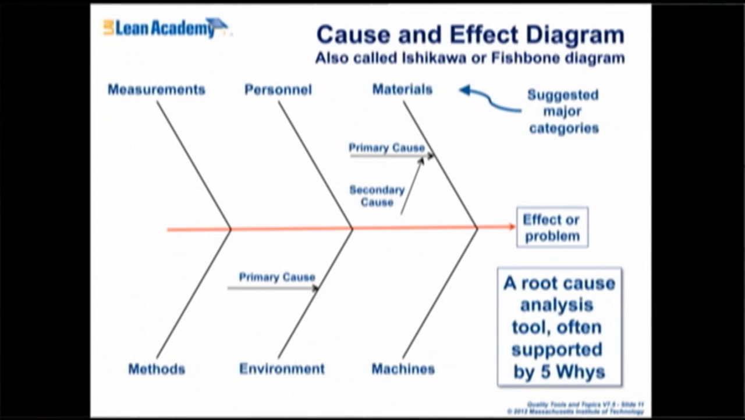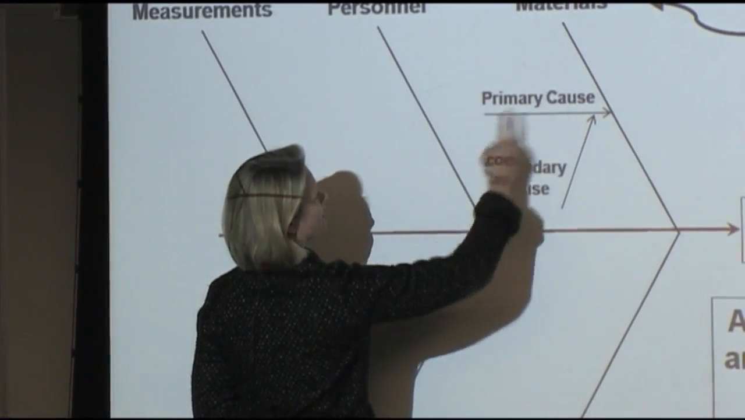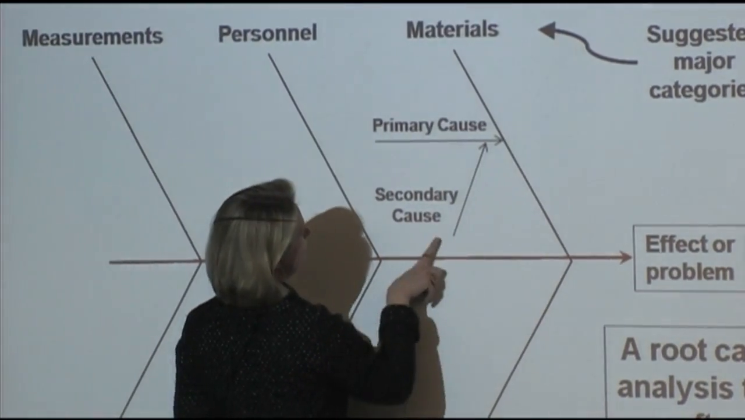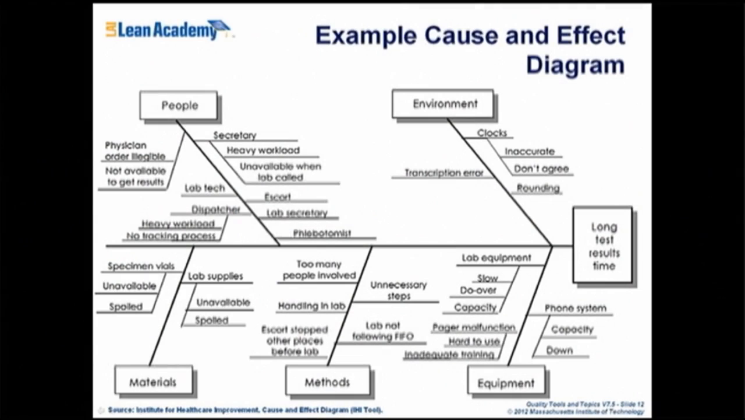And then as you see in the examples I'll show you next, there are some primary causes that relate to materials, which are typically shown on the horizontal axes feeding into these spines. And then there are sometimes secondary causes that feed into a primary cause. So let me show you an example. I think that's the easier way to understand how these are used.